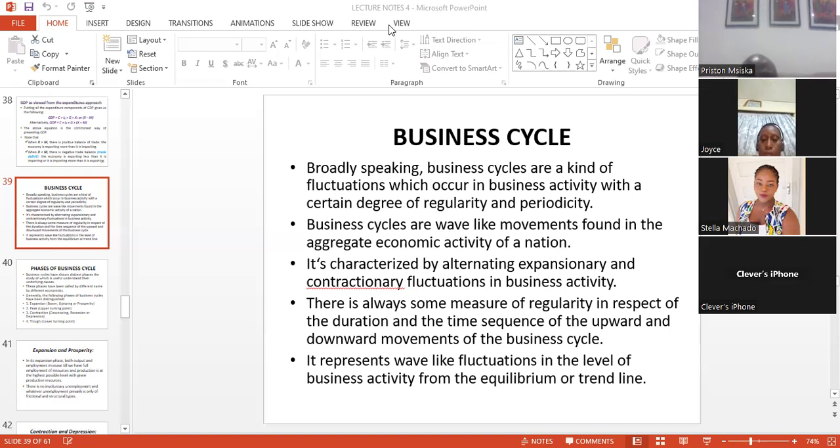Business cycles come in 2 shapes and forms. One, we can talk about business cycles in relation to businesses.